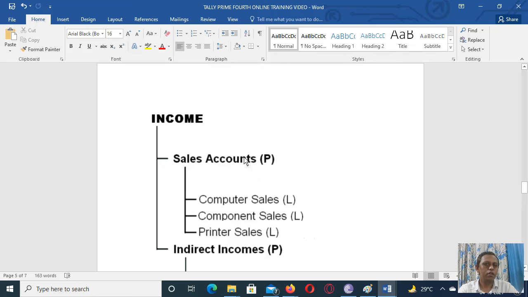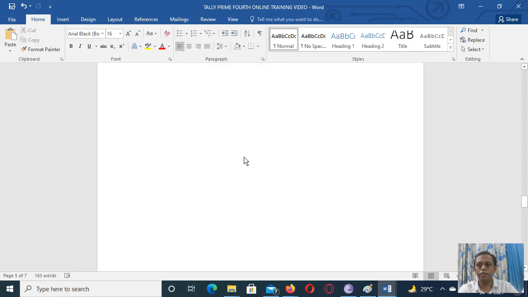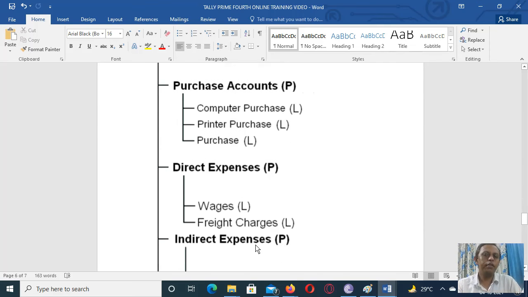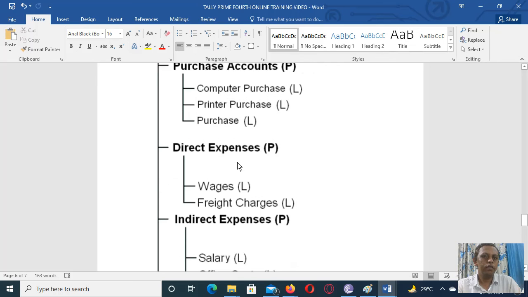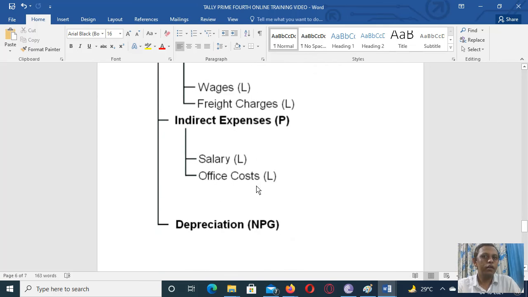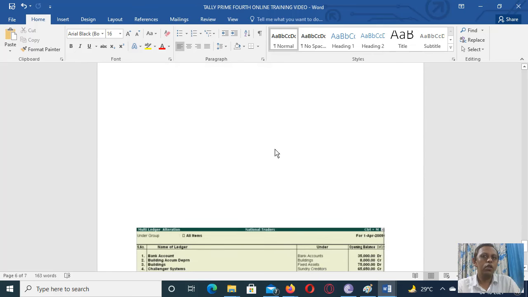It comes in incomes. After this, what remains is the expenses. So expenses are as follows. Expenses means purchases. So computer purchases, printer purchases, and simple purchase. Then we have direct expenses, that is wages, project charges, indirect expenses, that is salaries, the office costs, then depreciation. We have to create a new primary group. So that's it.